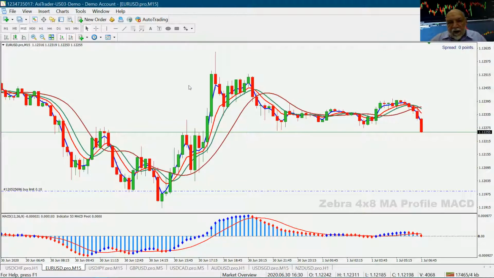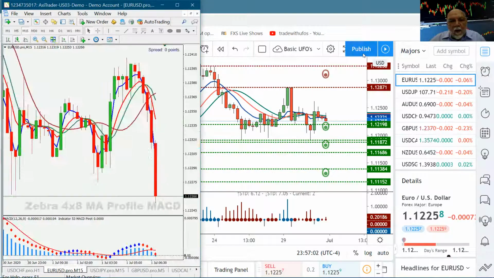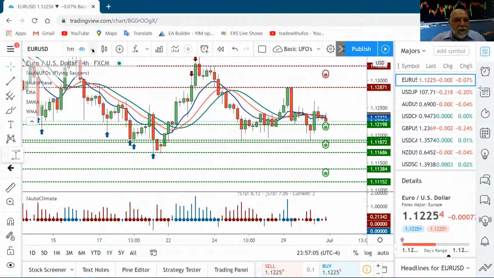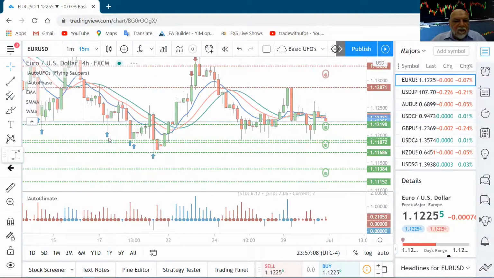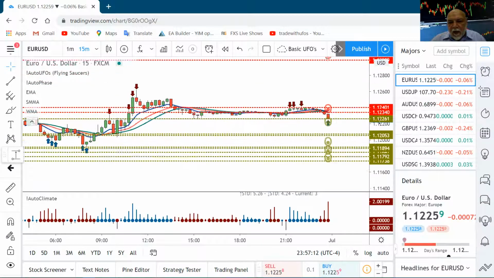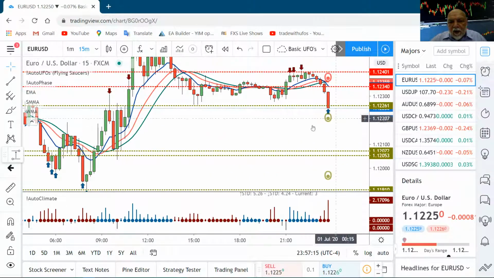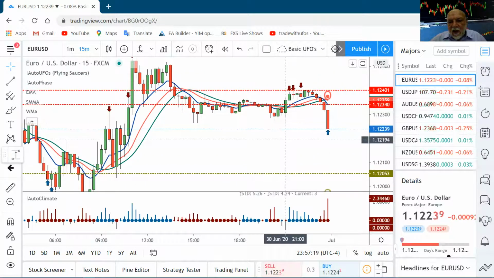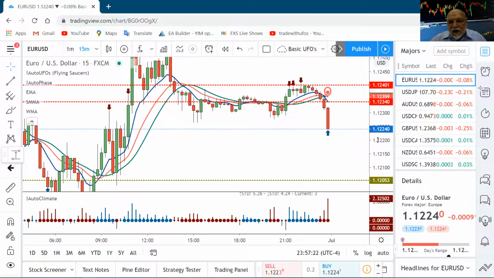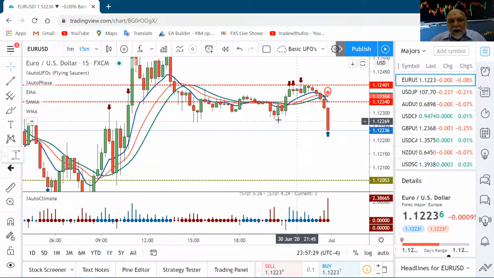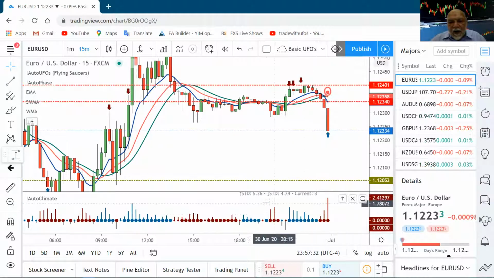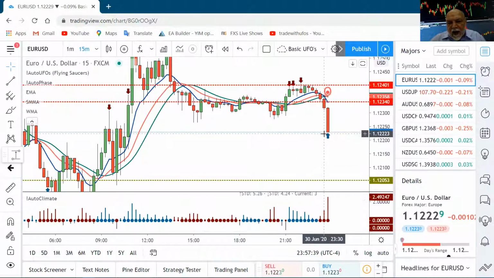Let's go over here to the 15 and see what it looks like. There you see it's dropping through, and it just took out that zone that was sitting in here. It's got 6:15, so an hour and a half still of potential to move to the downside.